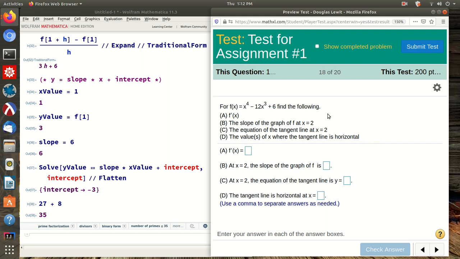Okay, so 18 looks a little bit harder. For f of x is equal to x to the 4th minus 12x to the 3rd plus 6, find the following. What is f prime of x? What is the slope of the graph of f at x is equal to 2, the equation of the tangent line at x is equal to 2, the values of x where the tangent line is horizontal.